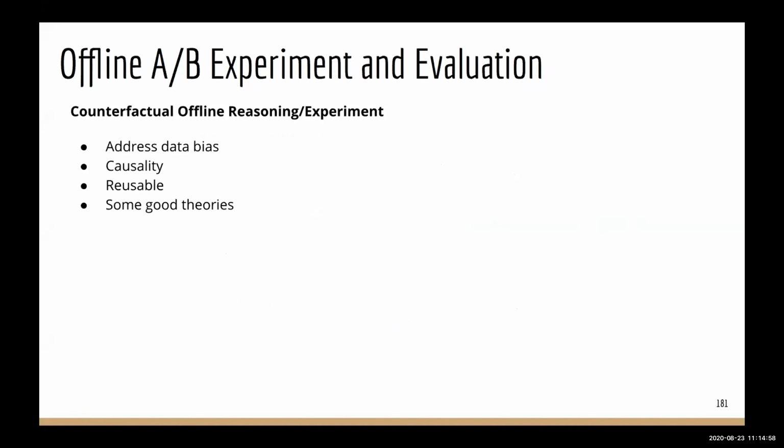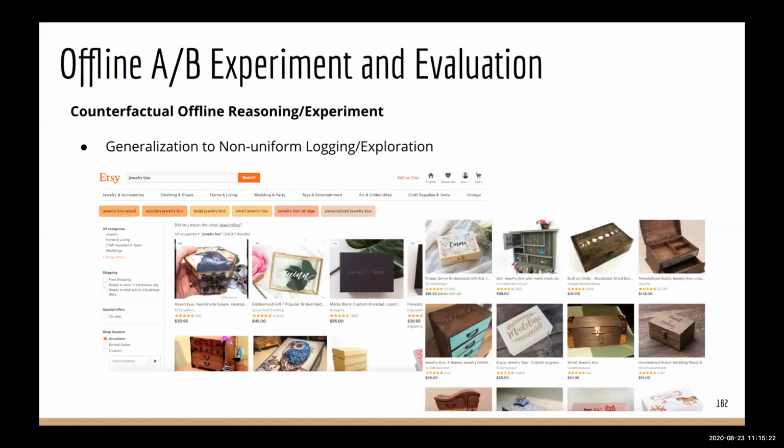So offline A/B testing can address your data bias issue. It can say certain things regarding causality, because now you mimic your online experiment and can reuse your data. Once you log your propensity scores, you can derive some nice properties and so forth.